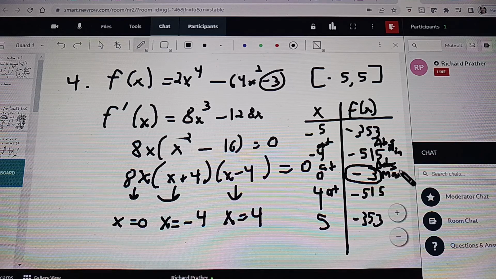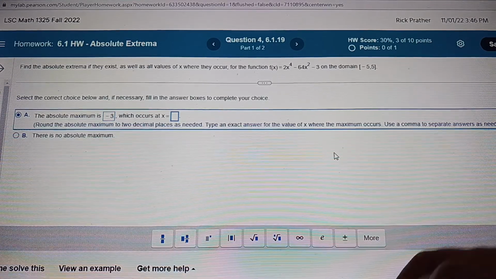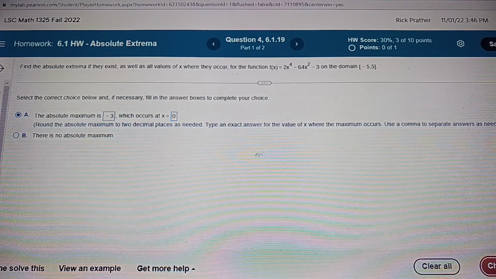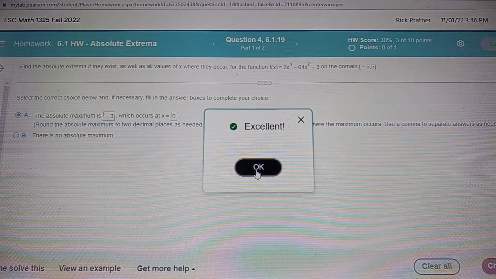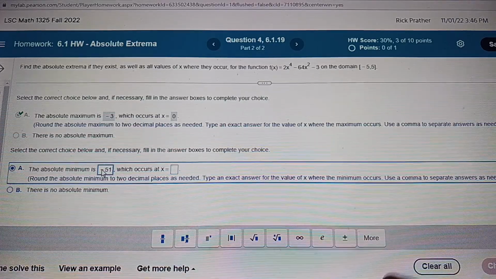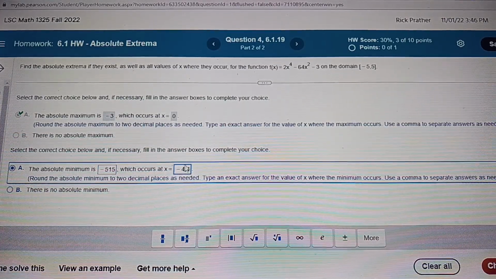They always want the maximum first, apparently. The absolute maximum is -3 at 0 only. There can only be one maximum value, but it can be a tie at a bunch of x spots where it's occurring. Here we only had one x value that created this absolute maximum. The absolute minimum was -515, and it occurred at both -4 and +4.